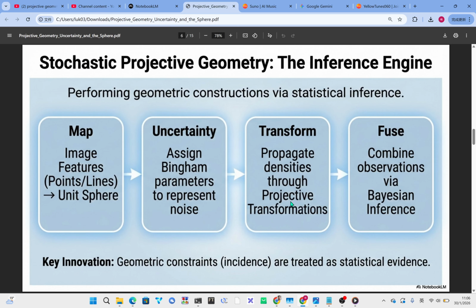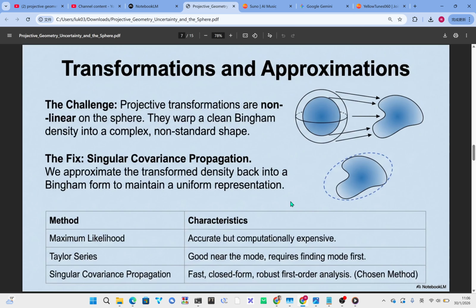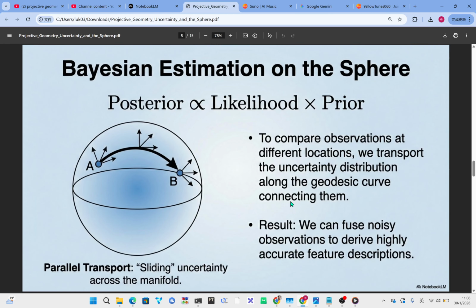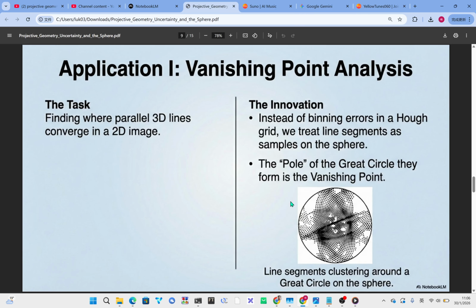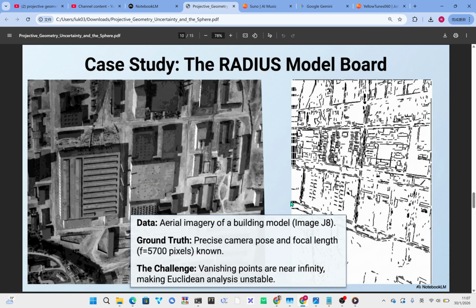The first one that caught my eye was the vanishing point analysis. We talked about railroad tracks. But he used this to analyze aerial photos of industrial sites, right? Right. He used the Radius Model Board 1. It was a highly detailed 1:500 scale model of buildings. The goal was to look at a photo, find the edges of the roofs, and figure out the orientation of the buildings by finding where those lines converged.